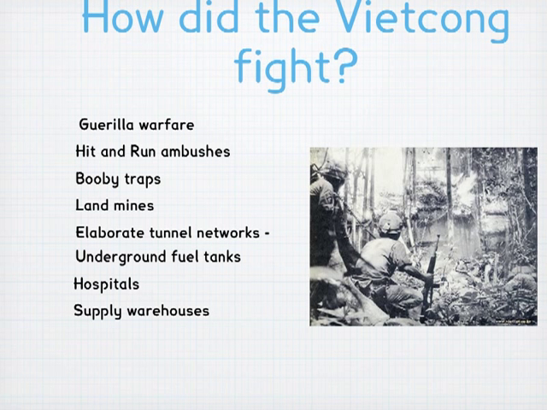They faced an enemy called the Viet Cong. The Viet Cong used guerrilla tactics, that's hit-and-run ambushes, booby traps, landmines, and they had a huge, elaborate tunnel network which included underground fuel tanks, places to live, hospitals, supply warehouses. They were a difficult enemy to find and to fight.